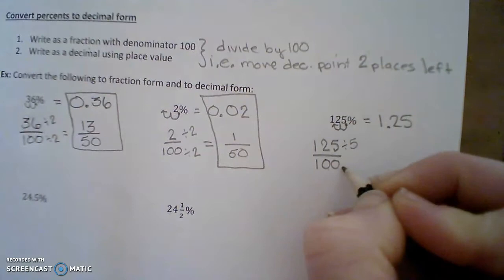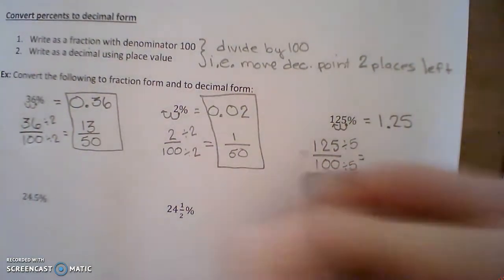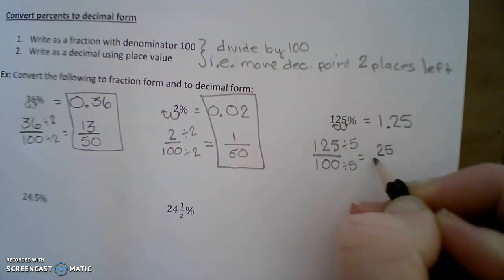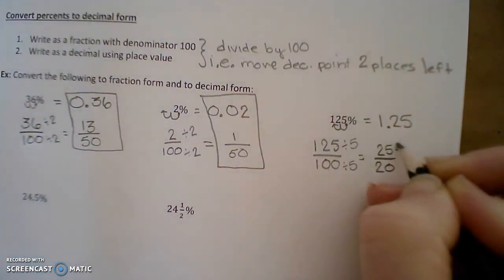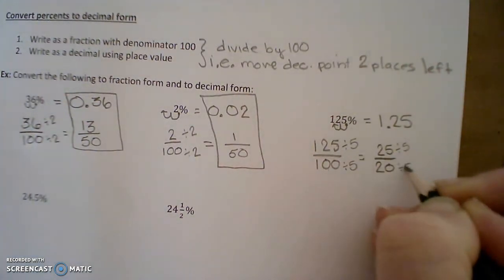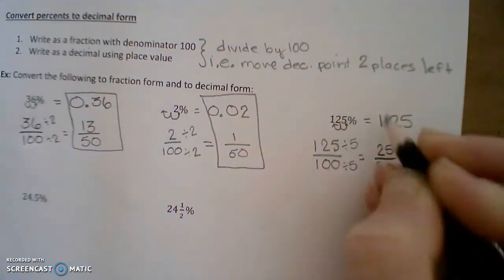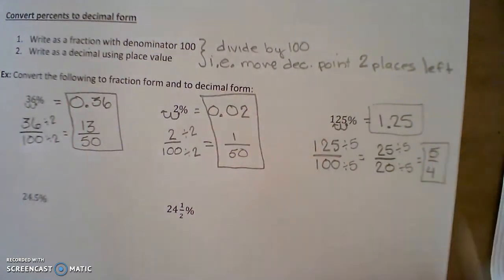So divide this by 5, divide this by 5. You get 25 over 20, and this can be reduced again. Divide by 5, divide by 5. We get 5/4. So 1.25 or 5/4. All right, let's do another example.